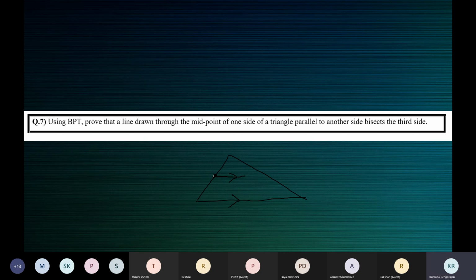So this is the midpoint. This is one side of the triangle, and this is the midpoint of this one side. A line drawn through the midpoint of one side of a triangle parallel to the second side. So you must draw the line in such a way that it's parallel to the second side. If you draw a line like that, then it will meet the third side. Where will it meet? At its midpoint. It will bisect the third side.